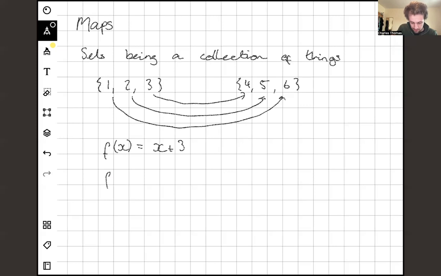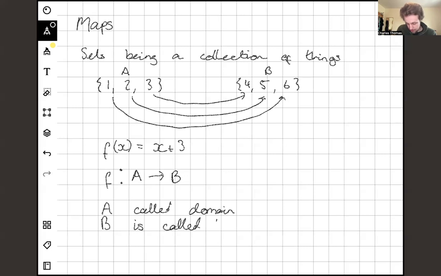Now here f is called the map because it relates two sets, and then we write a colon and we write where it's starting, which I'm going to call A. So this is going to be the set A. This will be set B, and A goes to B. So f just relates things in A to things in B. A is called the domain, and B is called the codomain.